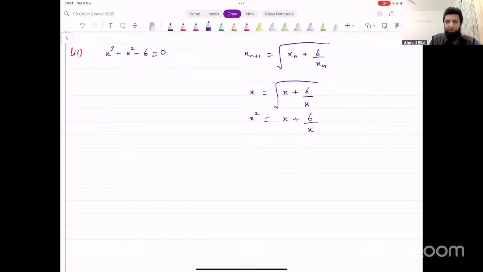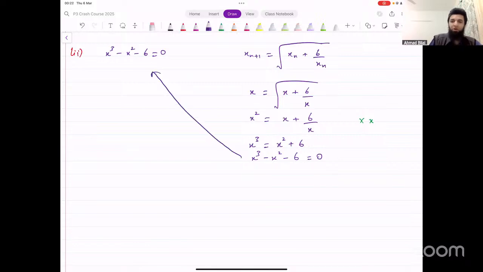We want to get rid of the fraction now. We have x in the denominator. I can multiply the whole equation by x. And that gives me x cubed equals x squared plus 6. Take all terms to one side. x cubed minus x squared minus 6 equal to 0. That means this iterative formula corresponds to that equation.